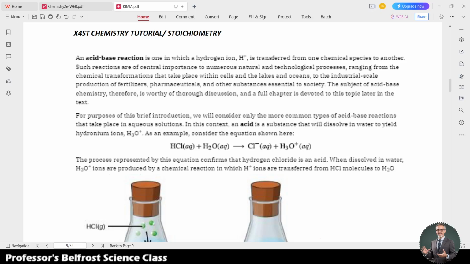Here's the equation. I need to explain first: what's an acid? An acid is a substance that will dissolve in water to yield a hydronium ion, which is H3O+. For example, we react hydrochloric acid with water, and it yields us chloride ion and hydronium ions.